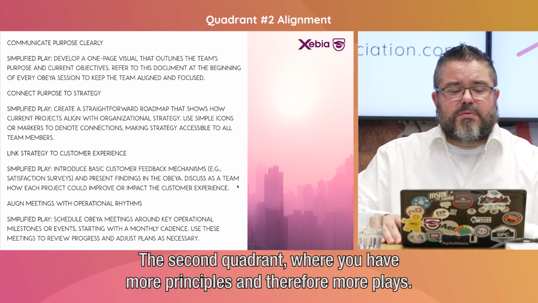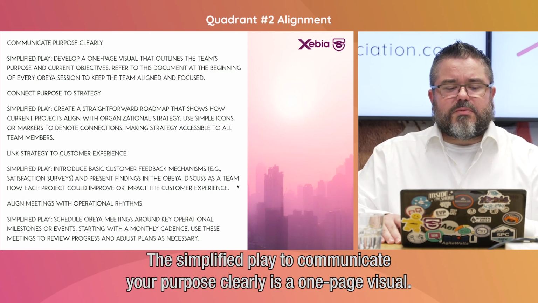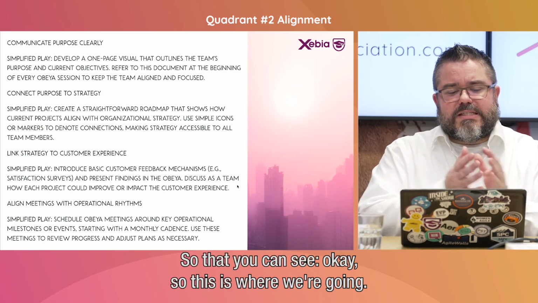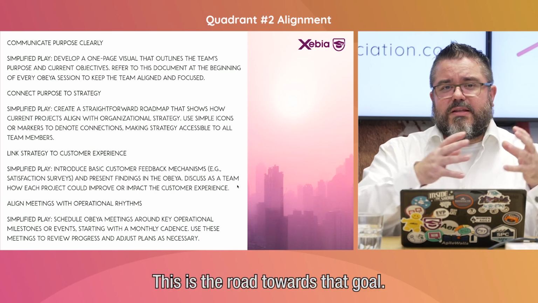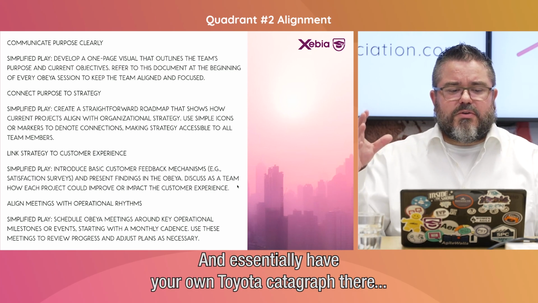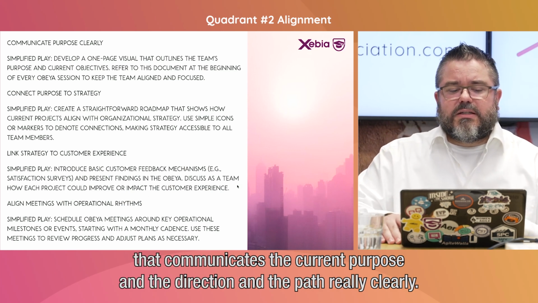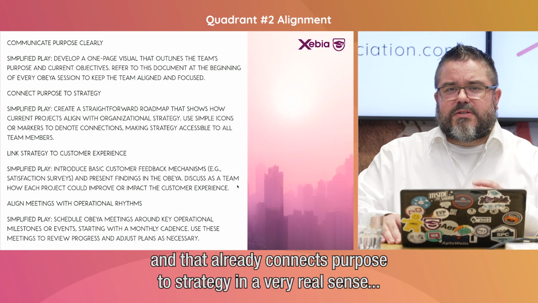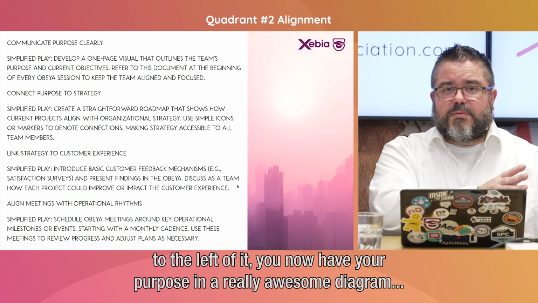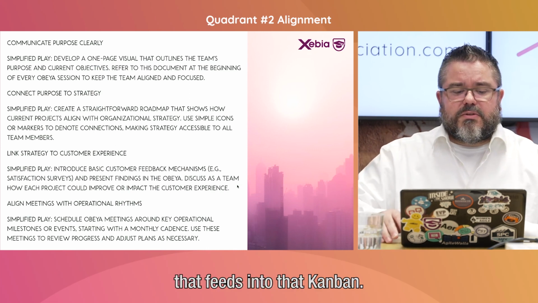The second quadrant, where you have more principles and therefore more plays. The simplified play to communicate your purpose clearly is a one-page visual. It really can't be easier than that, so that you can see, okay, so this is where we're going, this is where we are now, this is the road towards that goal, and essentially have your own Toyota kata graph there that communicates the current purpose and the direction and the path really clearly. And that already connects purpose to strategy in a very real sense, because again, you started with that Kanban. To the left of it, you now have your purpose in a really awesome diagram that feeds into that Kanban.